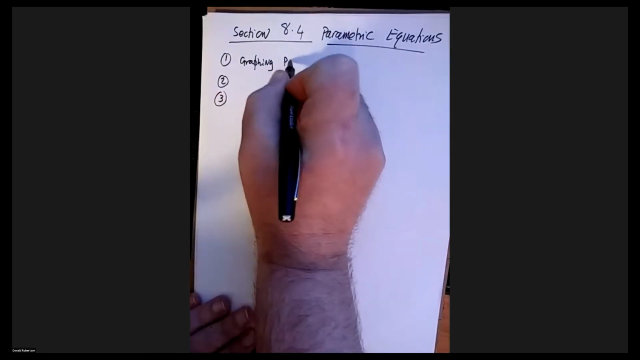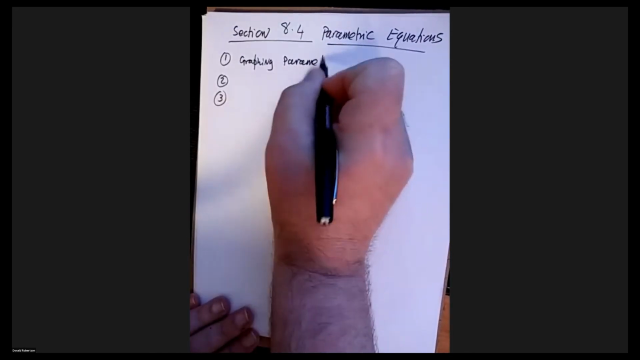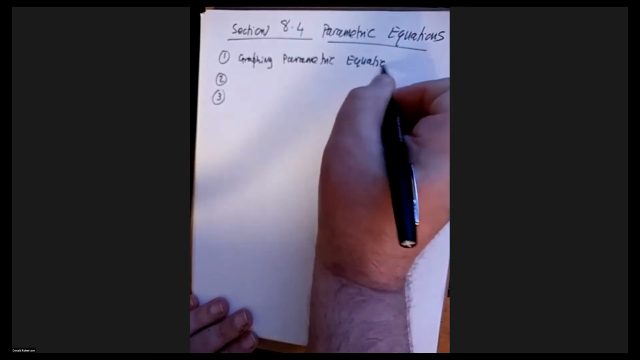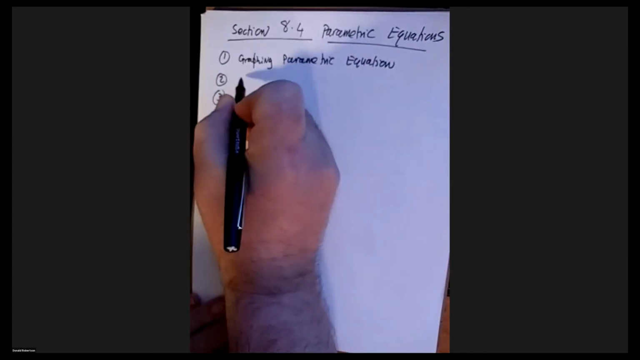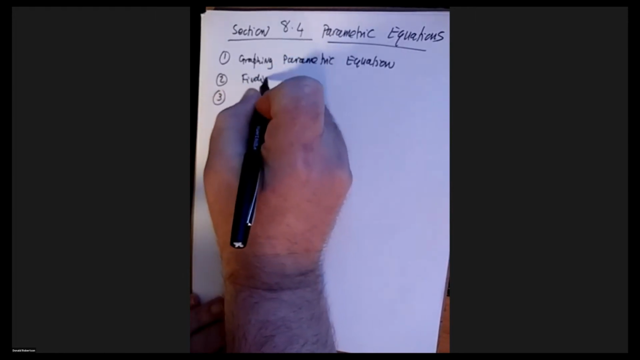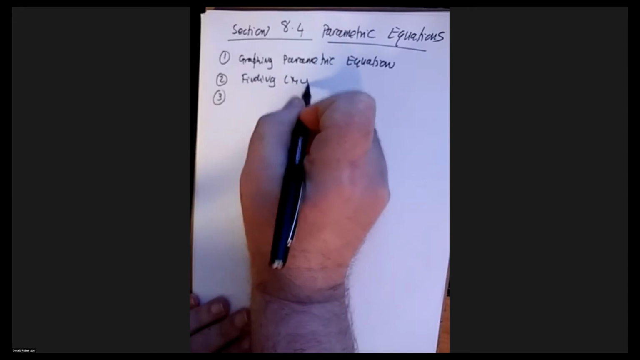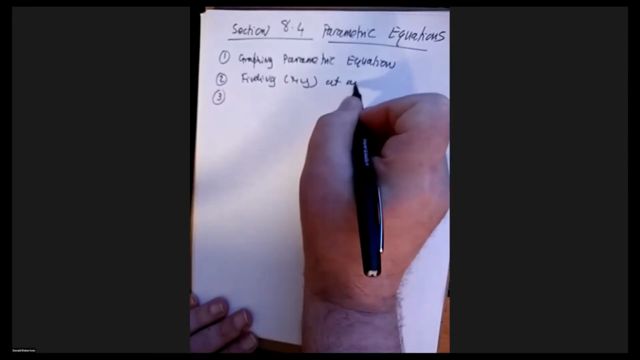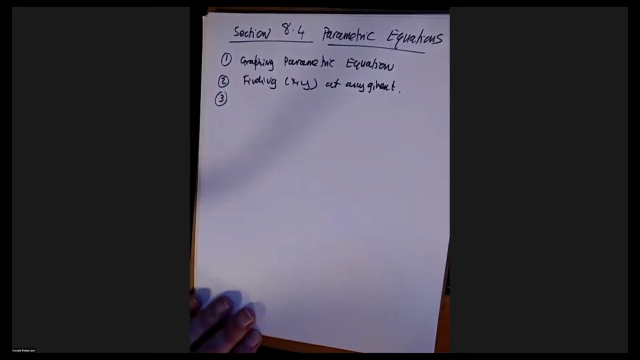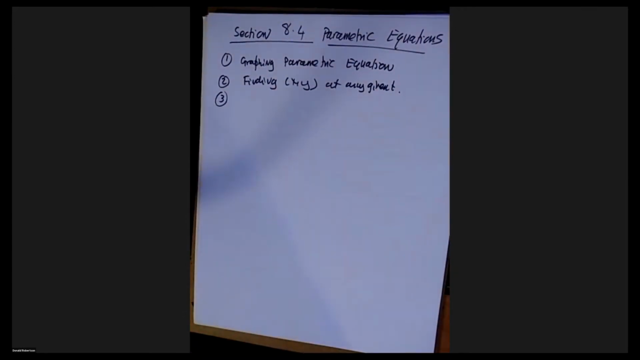A parametric equation. The second one is finding a particular coordinate at any given t. So that would be, where is the object at the start? So you plug t equals 0 in, or where is it at the end? You plug in t equals 5, things like that.